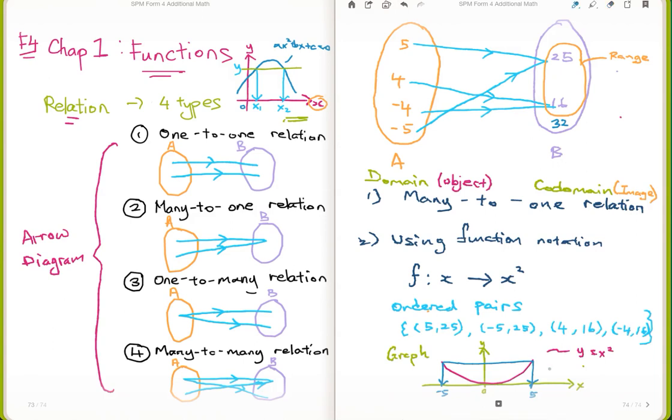So all the numbers that are being mapped are called the range. Well, this is an additional one, so it's in graph form. So what is being mapped, what you have as the y value of this, is called the range, because the maximum number is 25. The number over here is called the object, over the x. So this is what you have learned from Form 4 chapter 1.